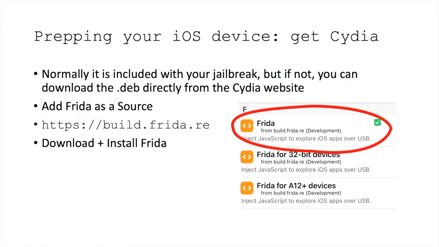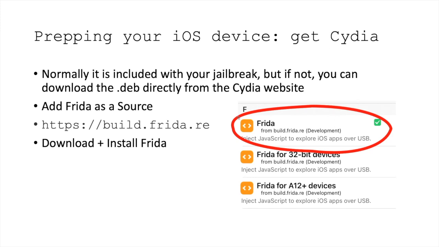All right, so last step to prepare your iOS device. Normally, jailbreaks will give you Cydia, which is basically a package manager for anything that's jailbroken. But if for some reason the jailbreak that you're using didn't include Cydia, you can just download it directly from Saurik's website. They have Debian files, and you just double-click it and install, and you're good. Frida's not a default source in Cydia, so you can just add it as a source and then download and install Frida, and you're ready to go.